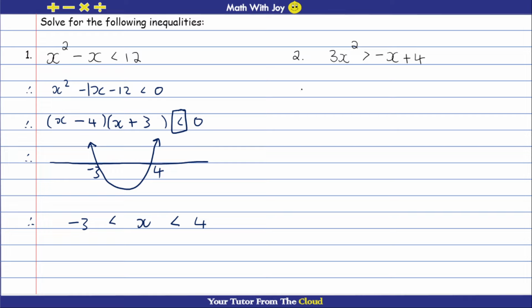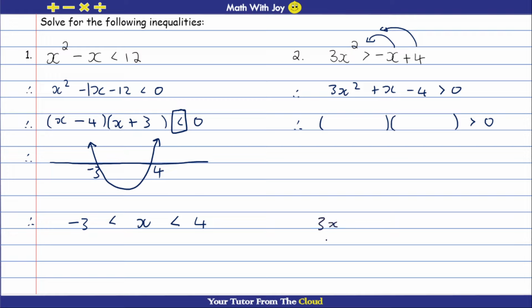Let's solve it this side as well. I'm going to start with standard form again. I bring those terms over to the left-hand side. I get positive x minus 4 bigger than 0. Then I need to make sure I factorize this. Just to be sure, I'm going to check it out here.